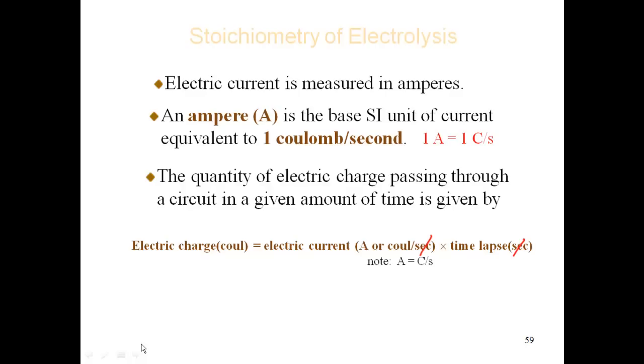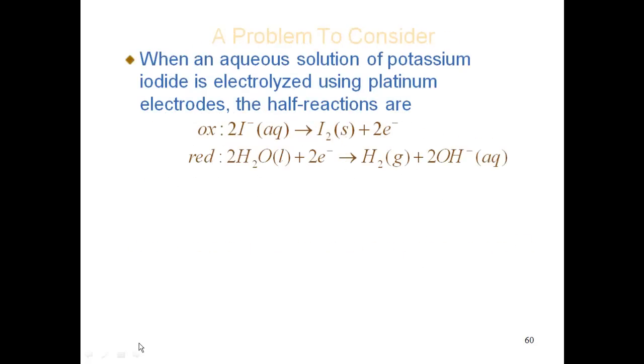A couple of notes. Remember that 1 amp is equal to a coulomb per second. That's important when you're trying to cancel units. Let's look at an example. When an aqueous solution of potassium iodide is electrolyzed using platinum electrodes, the half reactions are as follows. 2 I minus gives me I2 solid plus 2 electrons. 2 waters plus 2 electrons gives me hydrogen gas and 2 OH minus.